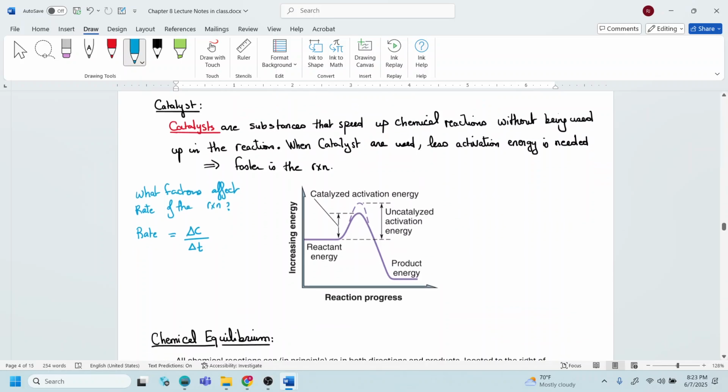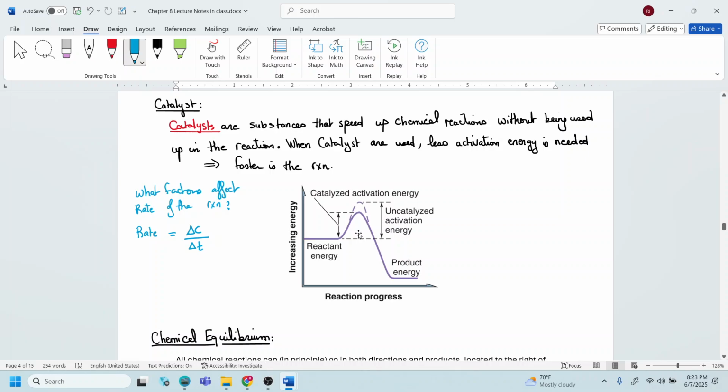Let's have an example of two reactions here. One that has no catalyst, and the other one that has a catalyst. So the dotted one is the one with no catalyst. So we say that it is an uncatalyzed activation energy. Uncatalyzed means that I did not add in a catalyst. So if I did not add in a catalyst, then I'm going to end up getting an activation energy here. This is the activation energy. I'm just going to call it EA1.